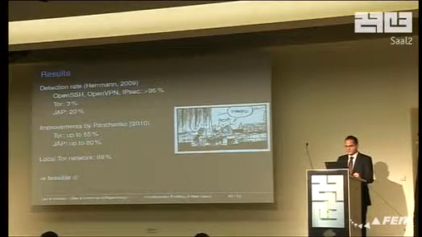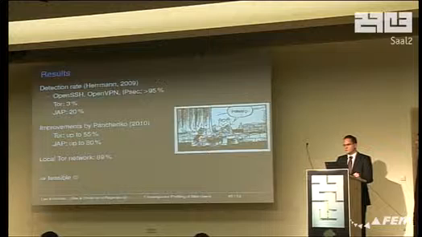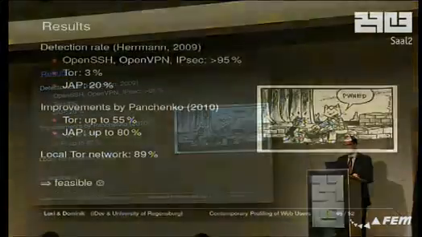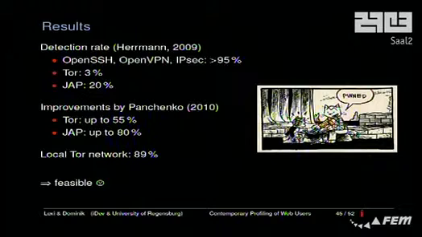So we started out in 2009 with that, and for single hop proxies like OpenSSH tunnels, OpenVPN, and so on, this works really well. Like 95% of those 775 websites could be identified. For Tor, it didn't work too well. It was like 3%, not worth talking about actually. For the JAP or JonDonym anonymizer, it was not too bad, like 20%, already a risk maybe.